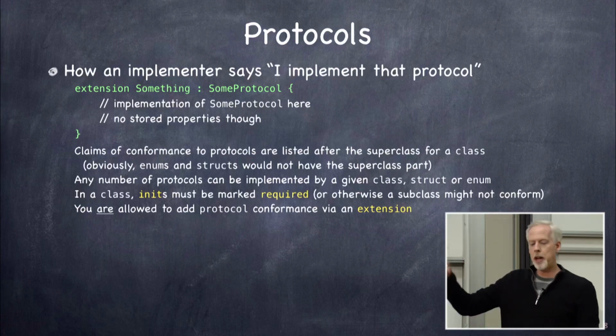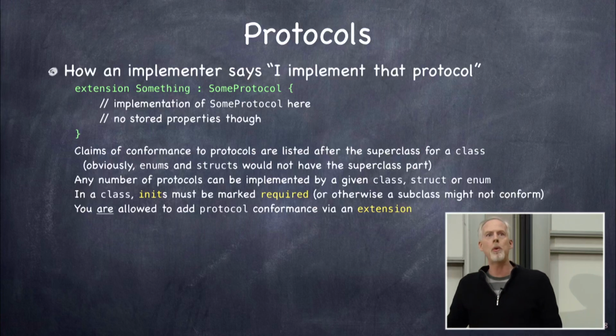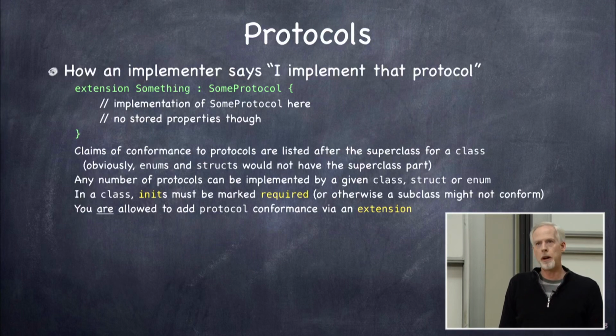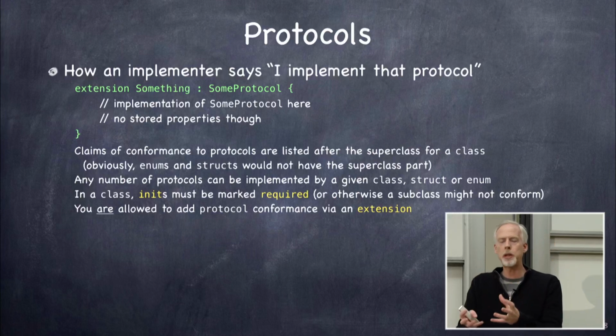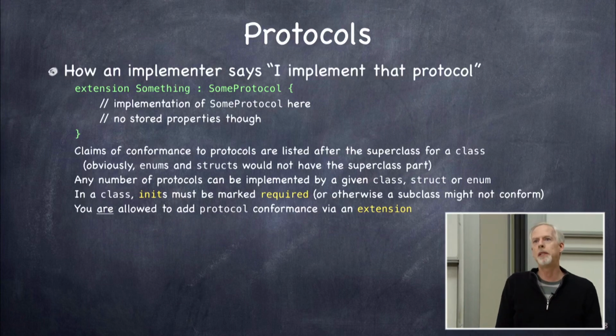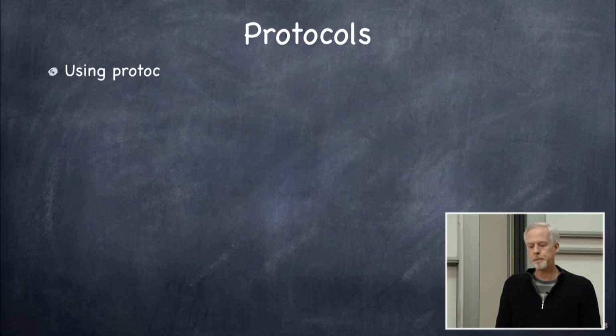We would just say extension Int colon the protocol we wanted Int to implement, and then in the extension, we would put all the implementations of the vars and methods in that protocol. Okay? And this is actually quite common, to use an extension just for code bookkeeping. We'll sometimes use an extension to implement a whole protocol. It's just nice, it groups it all nicely.